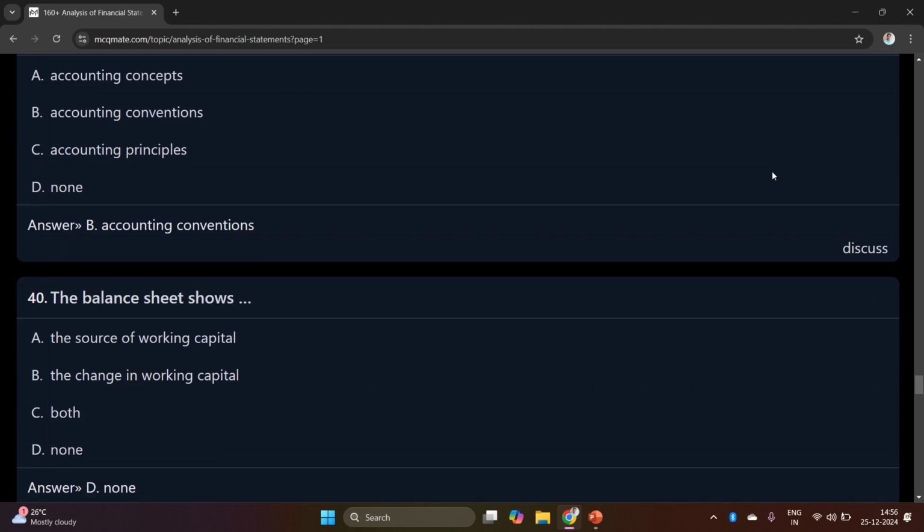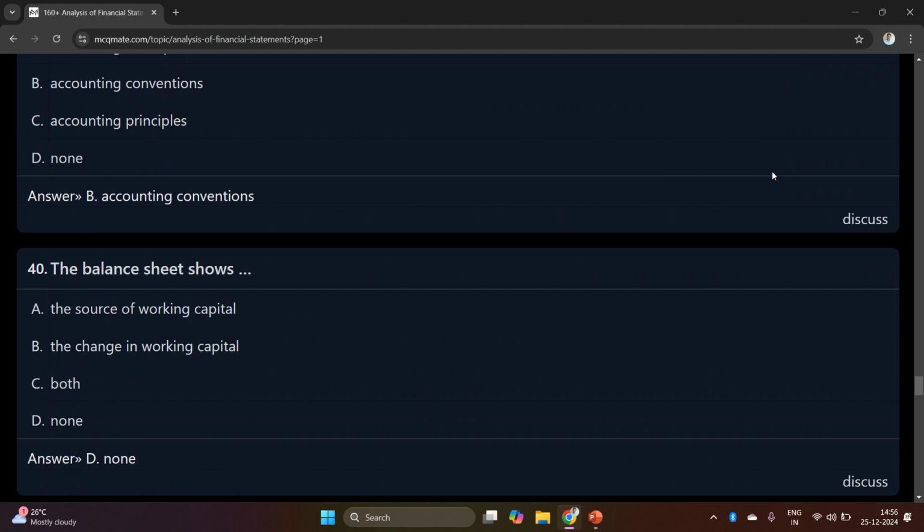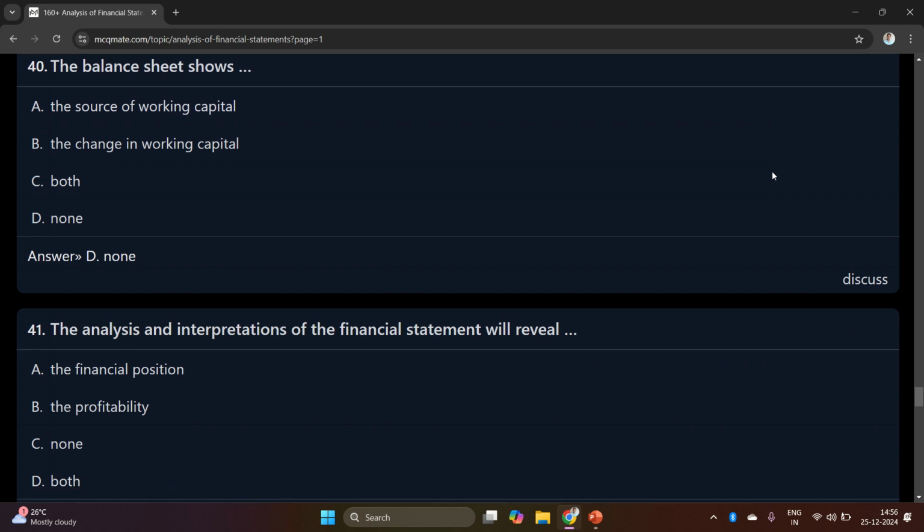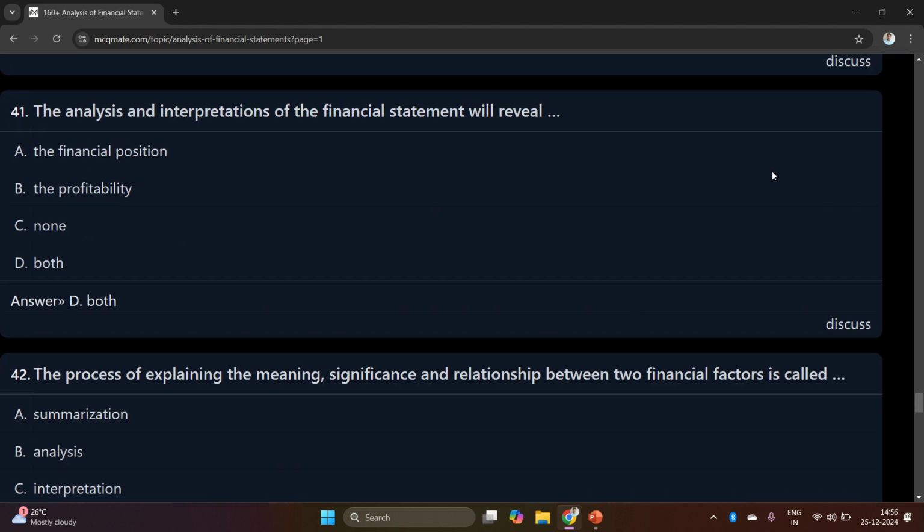The balance sheet shows the working capital? No. The change in working capital? No. The analysis and interpretation of financial statements will reveal the financial department's profitability. So option D, both are the right answer.